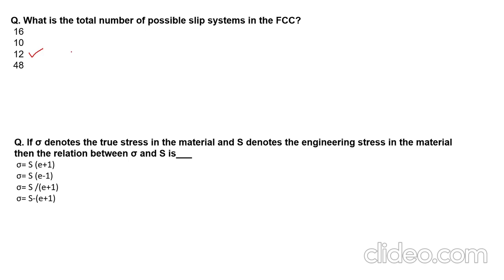Now the next question says, if sigma denotes the true stress in the material and S denotes the engineering stress, so we have true stress and engineering stress, then the relationship between the two is. So you have to say what will be the relationship between your true stress sigma and S, which is the engineering stress, out of the following options.